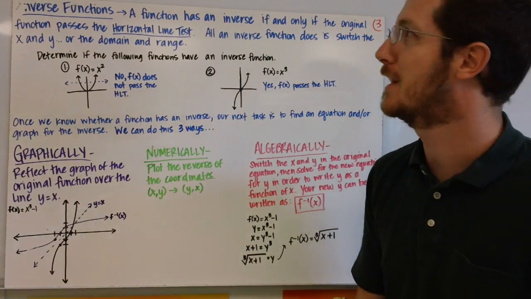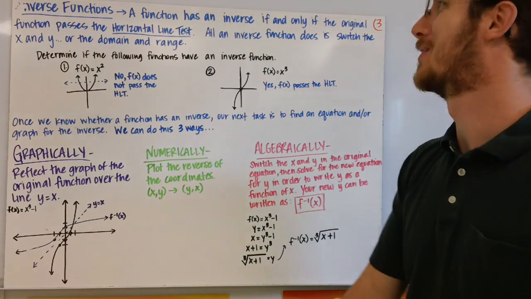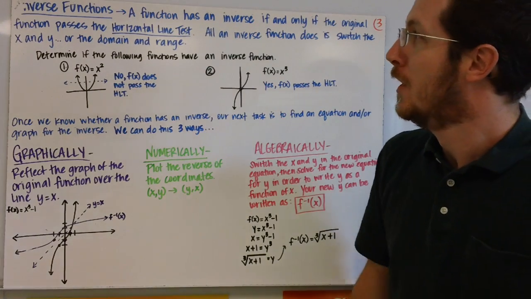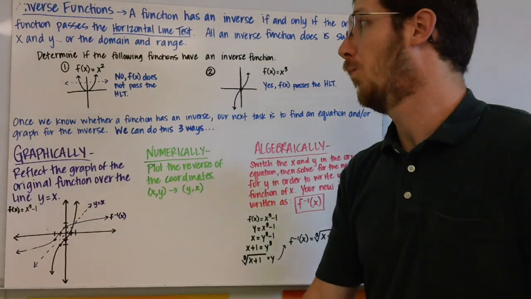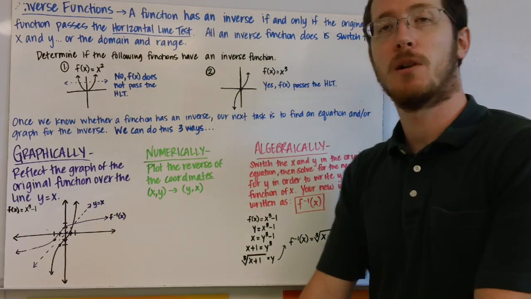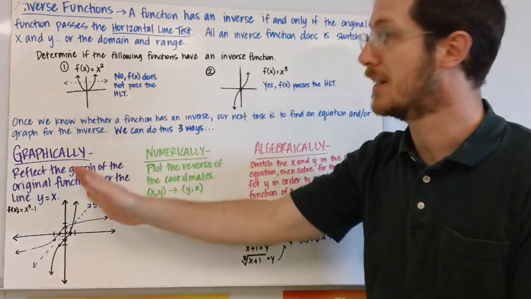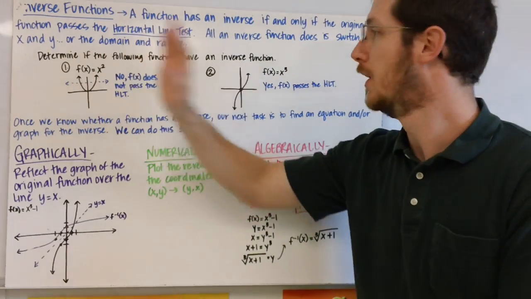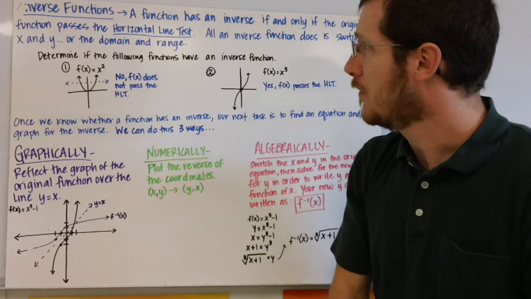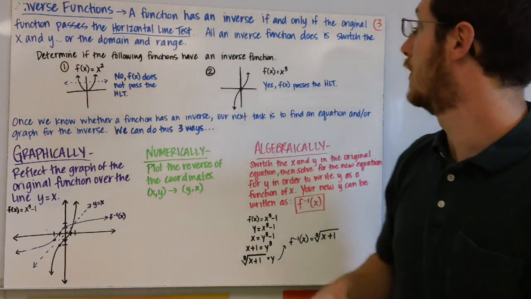All right, next up. Inverse functions. We know from when we first talked about functions that a function is only a function graphically if you can pass the vertical line test. So if you can take any vertical line in that function and it only touches one point, then it is a function.